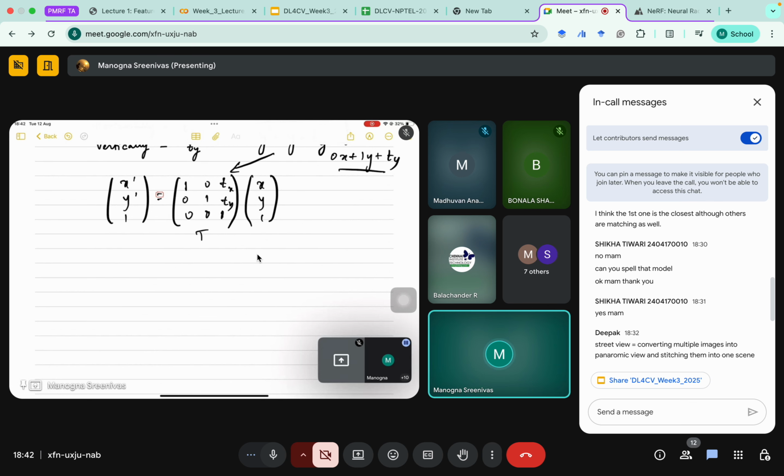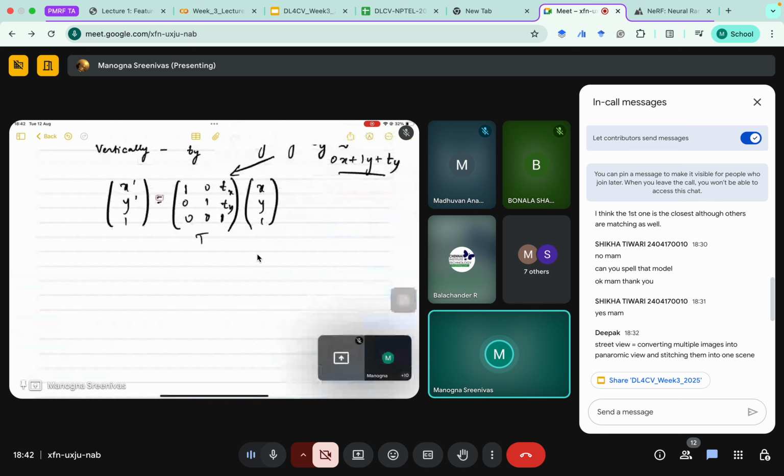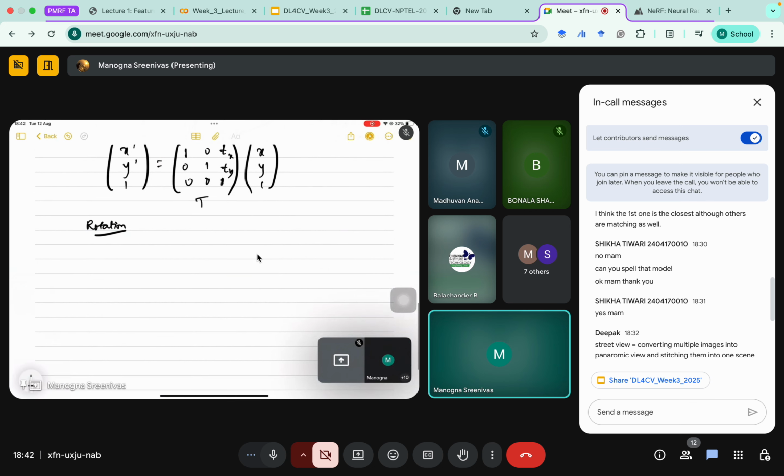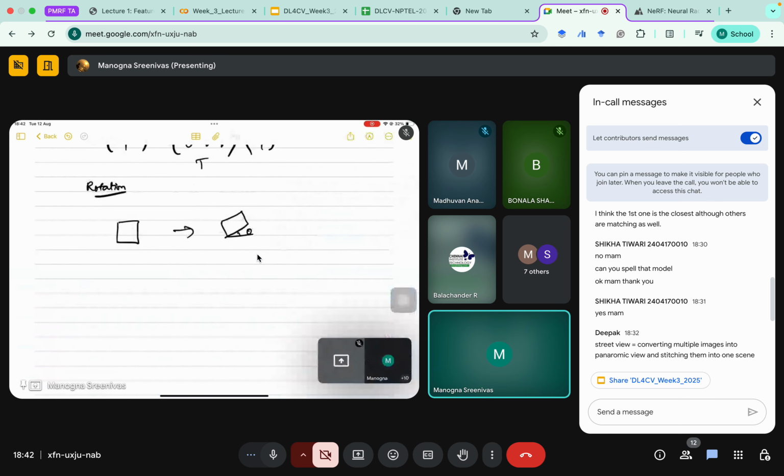Now, what is another common transform? Rotation, right? So something that is like this, I now rotate it by an angle theta. Now it becomes x prime, y prime, and I have the matrix, say R.